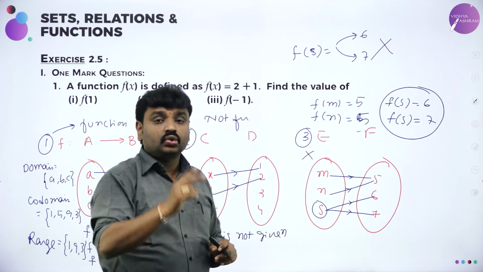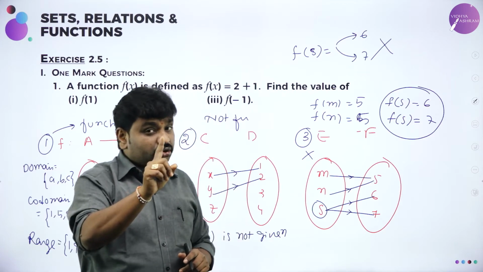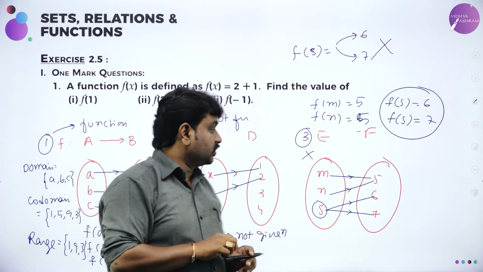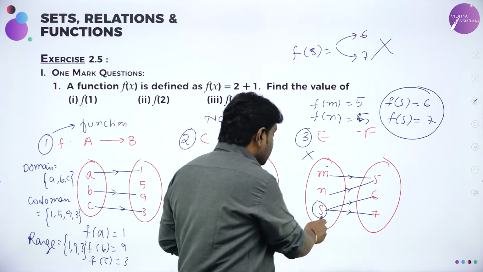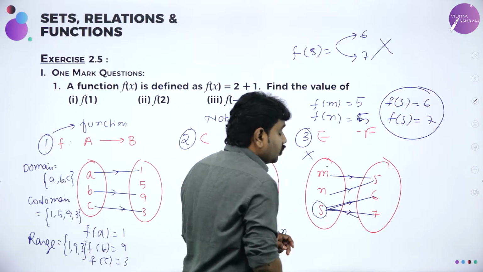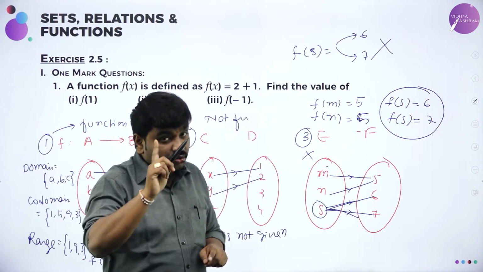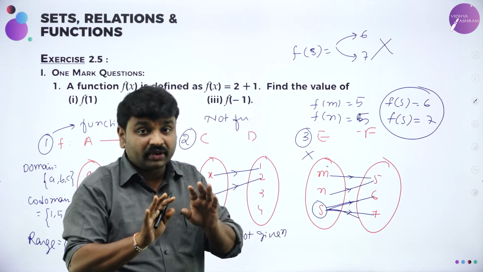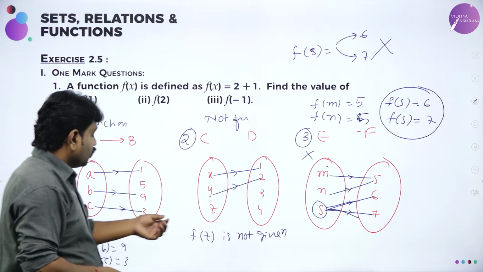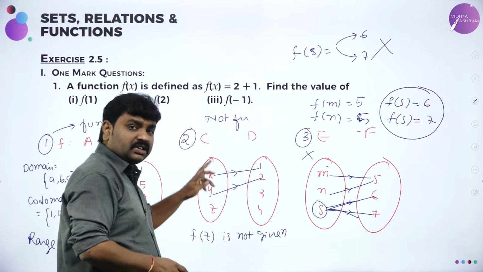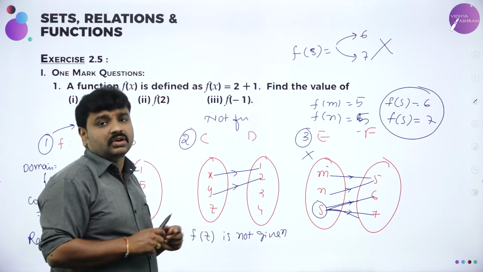Why is it not a function? Two elements with the same image is possible. One element should have only one image. M and N can map to 5, but S is going to 2 different things. One element in the domain should contain only one image. If it has more than one image, it is not a function, it is a relation. And here one element is not having an image. Every element in the domain should contain an image, otherwise we don't call it a function.